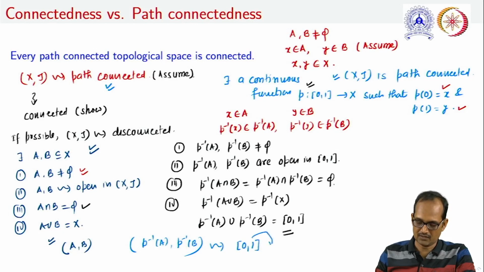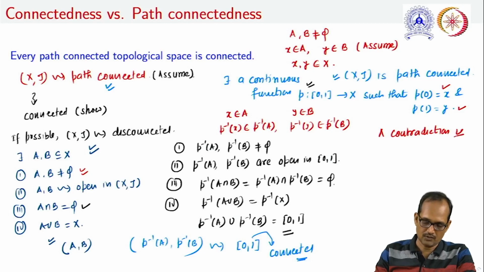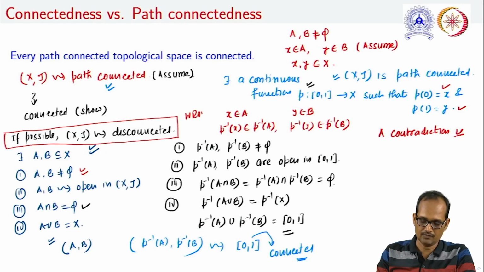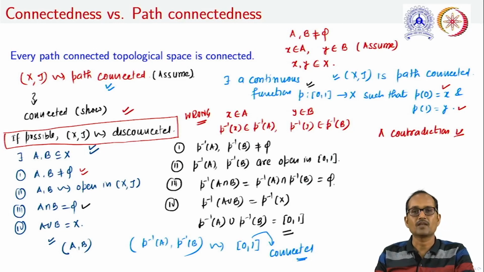Note that this interval is always connected. So what we have got? We reach a contradiction. Therefore, our assumption that this space is disconnected is wrong. So this space is connected, that is, every path connected topological space is connected.